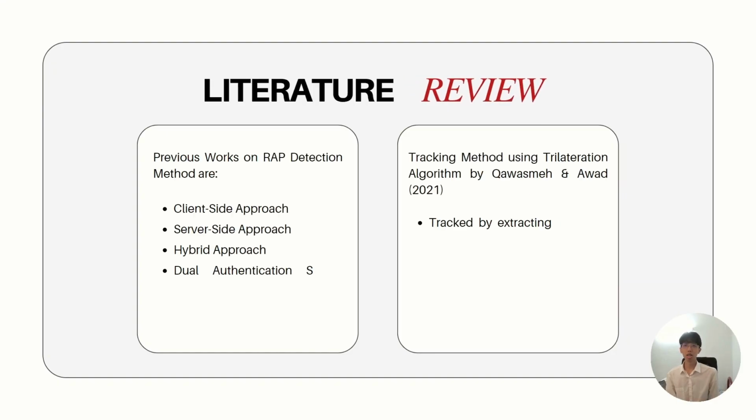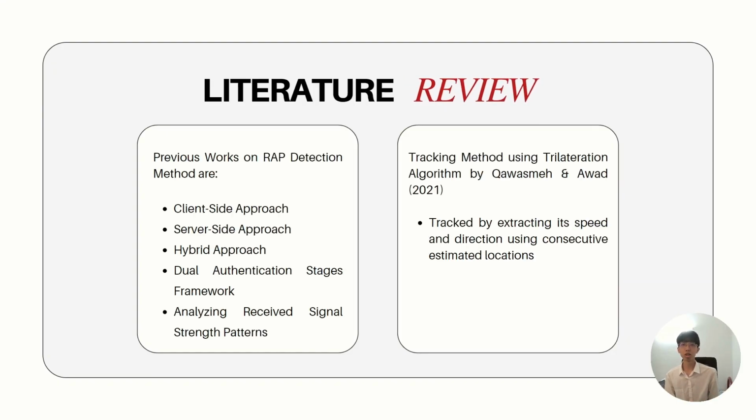So, moving on, the previous works on RAP detection methods are the client-side approach, server-side approach, hybrid approach, dual authentication stages framework, and analyzing received signal strength patterns, and the tracking method is by using the trilateration algorithm by Kawasme and Awad. And so we will combine them to have a fully functional tracking and detecting RAP system.